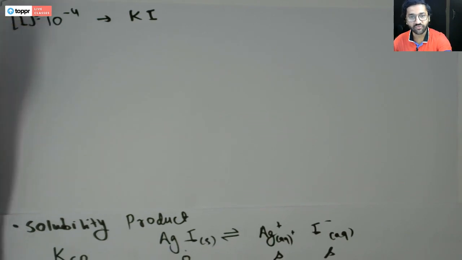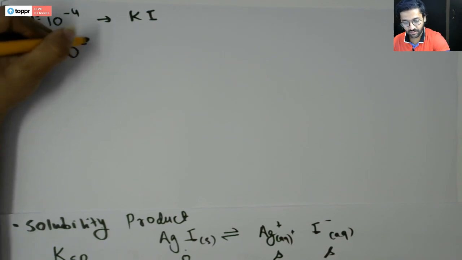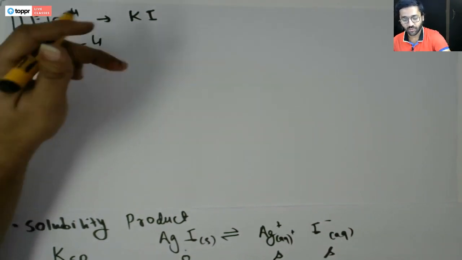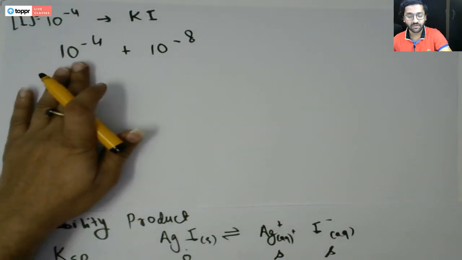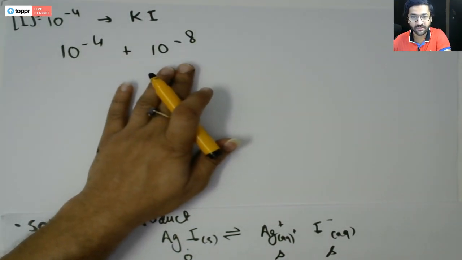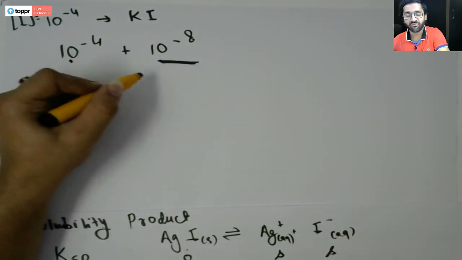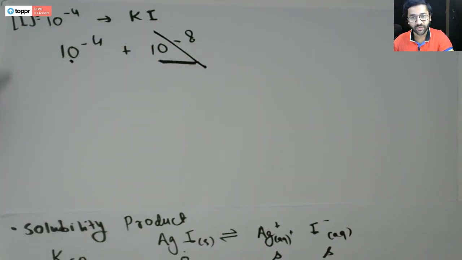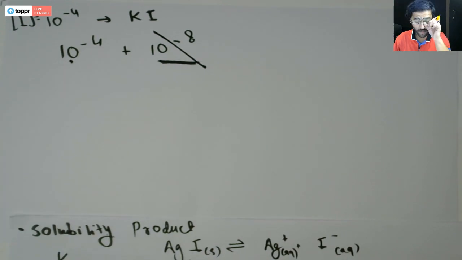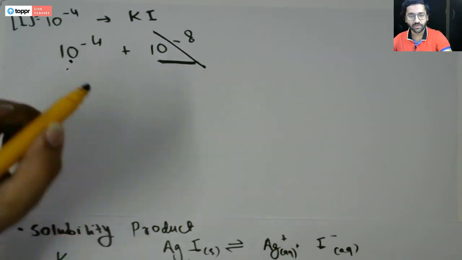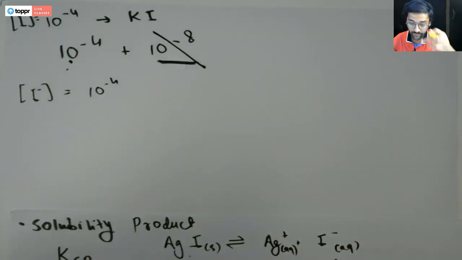So to find out the new solubility, we'll have to add I minus from the old solution with the new solution. Since we can see that the difference in the power is a very huge difference, and this number as compared to this number is very small, we can neglect it. So now what we have here is the new I minus concentration, which is 10 raised to the power minus 4.